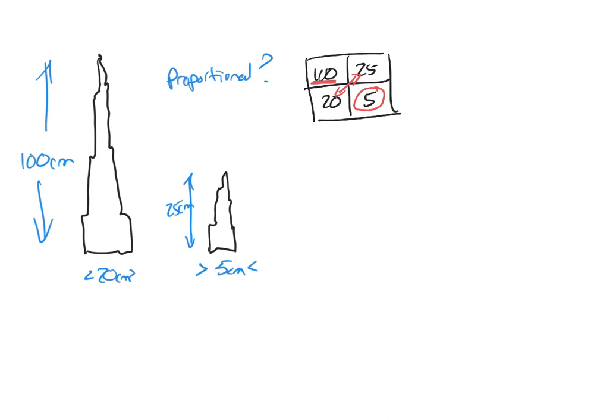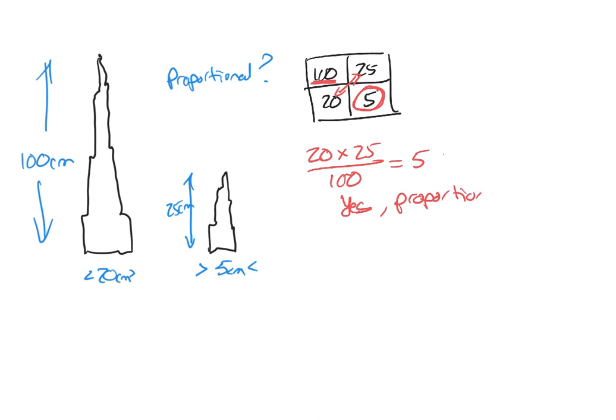So let's try that out. Let's do 20 multiplied by 25 divided by 100. Put that into a calculator, and I get the answer of 5, which is the number that I was looking for. So yes, they are proportional.